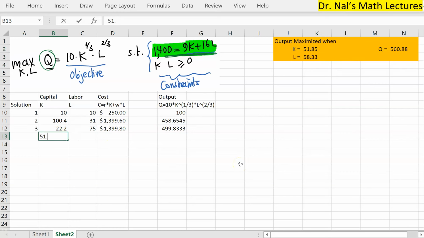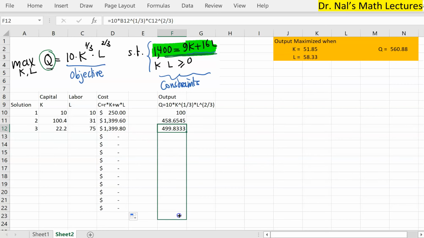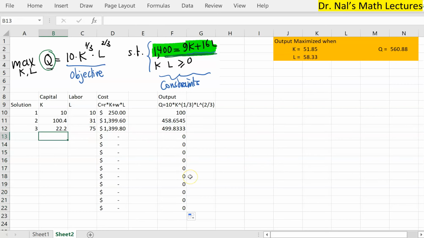Let's check. Actually, let's first extend. Let me just go ahead and extend these formulas all the way. There's no harm. There you go. So if I were to use a combination of 51.85 units of capital and 58.33 units of labor, that would have cost us again $1,400. But look at the production. Production is 560. I claim this is the maximum that can happen, right? We couldn't have done better, right? So that's the optimal result.